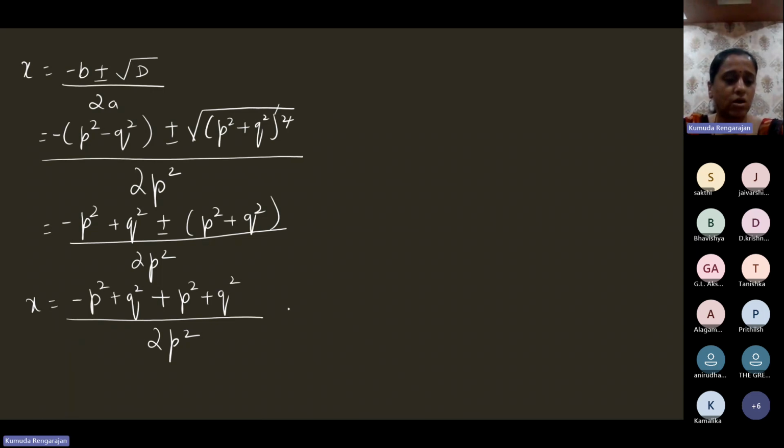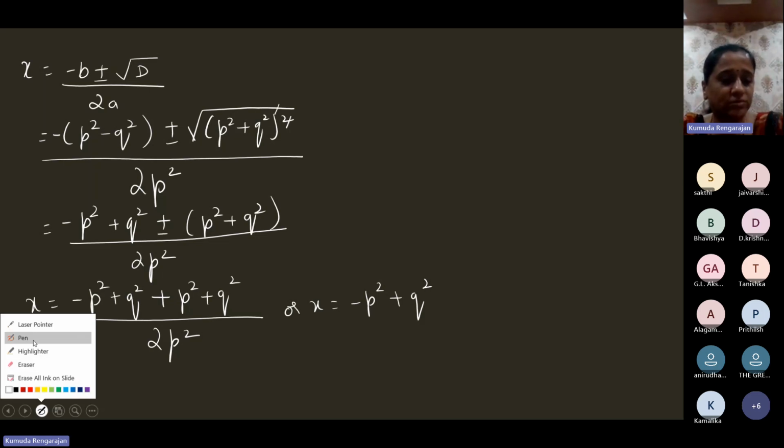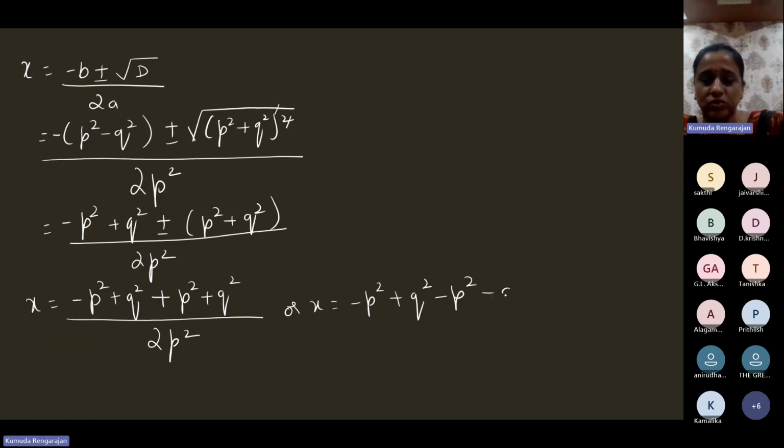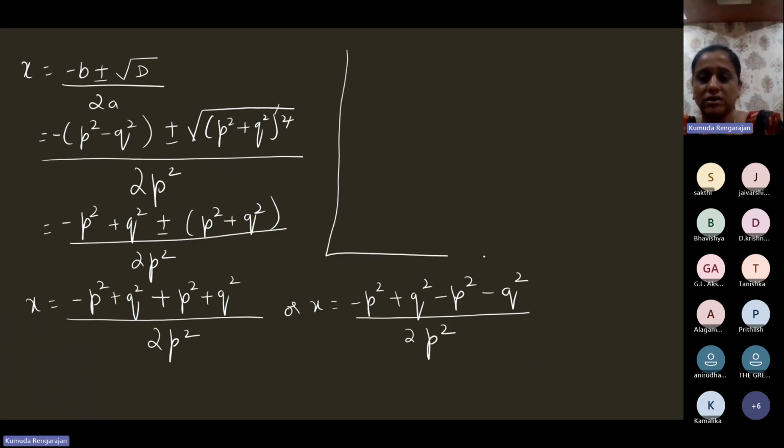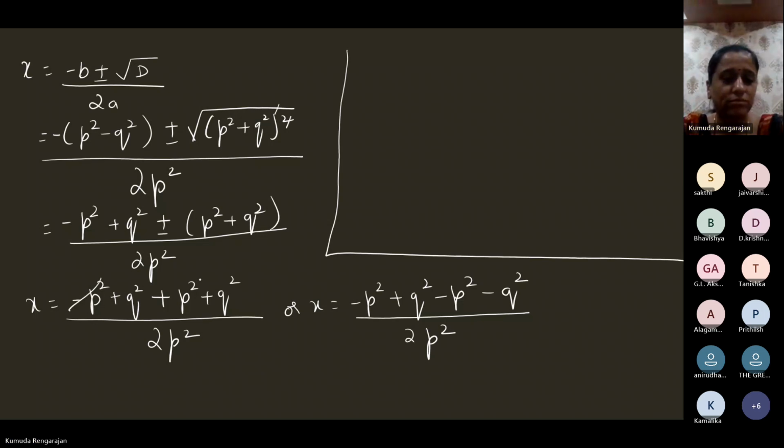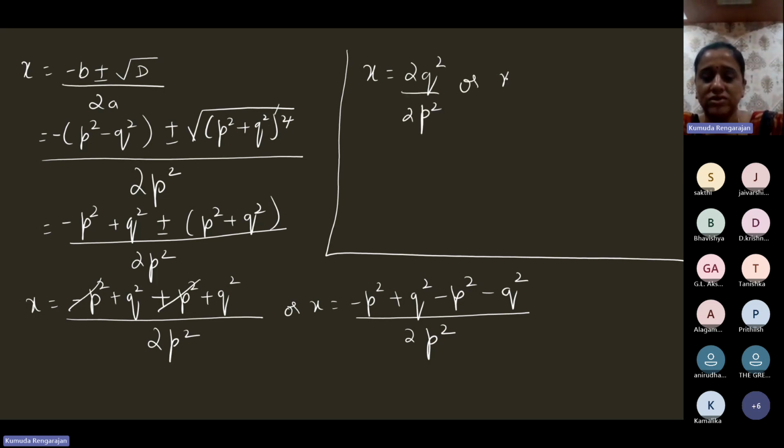Or X is equal to minus P squared plus Q squared. When you take the minus sign, it will be minus P square minus Q square. Minus you should apply to both the terms inside the bracket. So it will be minus P square minus Q square by 2P square. I'll just continue here. So now minus P squared plus P squared gets cancelled. So we have X is equal to 2Q square by 2P square, or X is equal to, here plus Q square minus Q square cancels out. So X is equal to minus 2P square by 2P square.